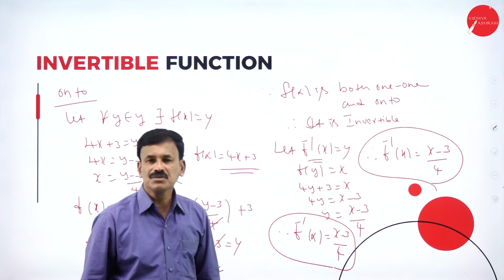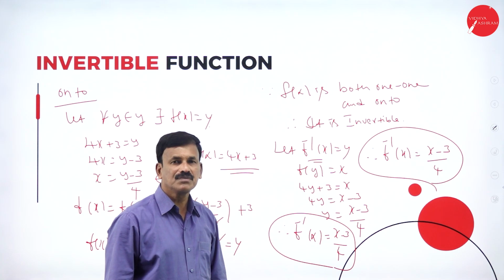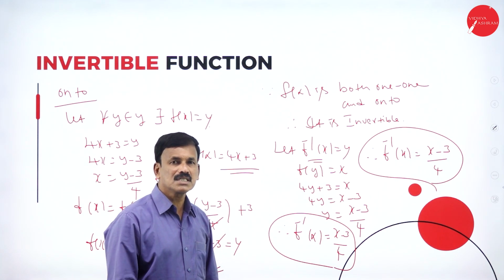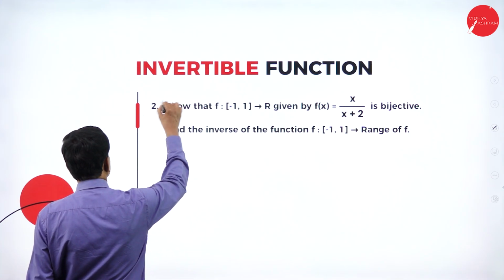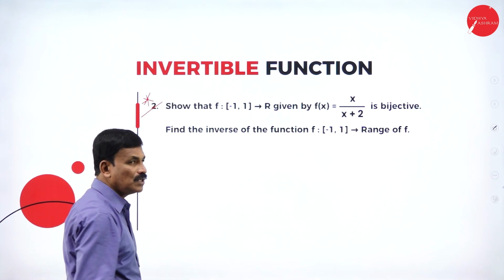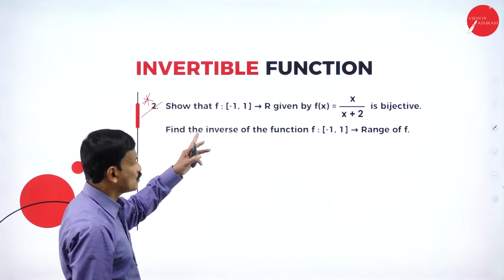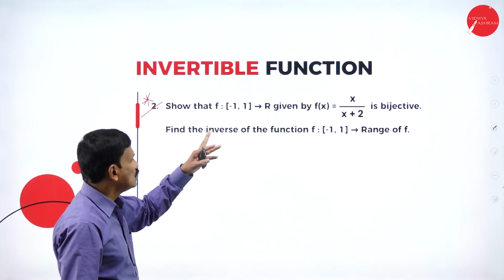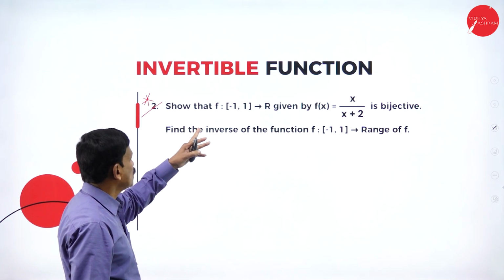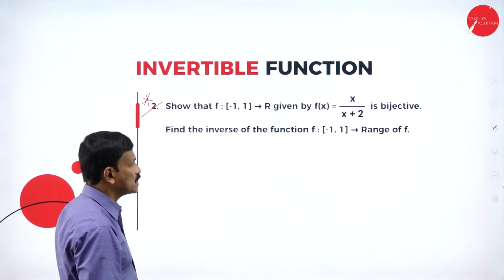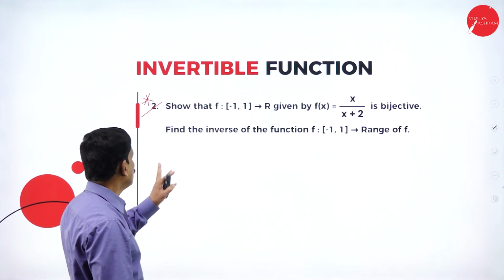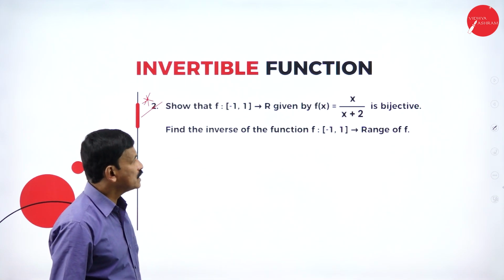This is how we are going to solve this problem. Very important from the point of examination. You may expect this type of question for 5 or 6 marks. Right. Now move on to the next problem. This is an important problem. Show that f from the closed interval minus 1 to 1 to R, given by the function f of x is equal to x by (x plus 2), is bijective. Find the inverse of the function.